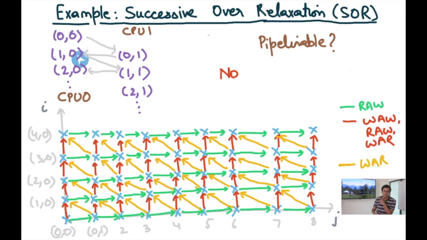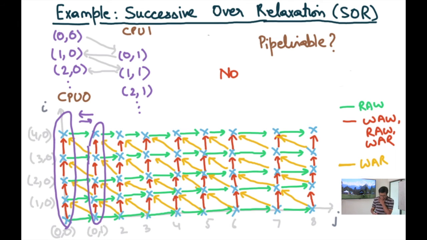So there are bidirectional dependencies between these tasks. 0, 1 is dependent on 0, 0 because of read after write, and 1, 0 is dependent on 0, 1 because of this yellow edge, which is the write after read. And I can keep doing this. Whenever I have a picture like this, it is not a pipelining picture. A pipelining picture should have only unidirectional edges from stages in CPU 0 to stages in CPU 1, so that you have the wavefront example. So as it stands now, this is not pipelinable.